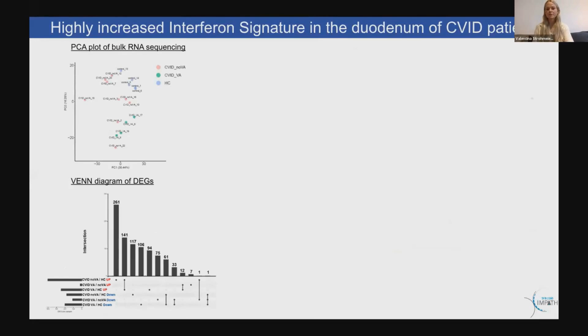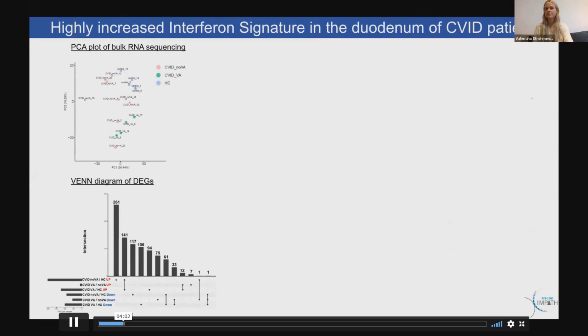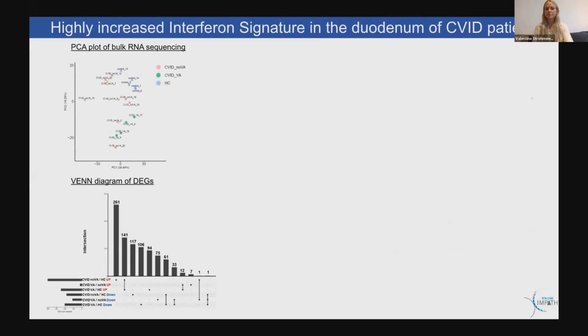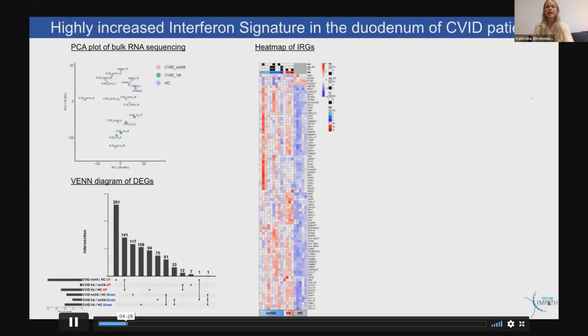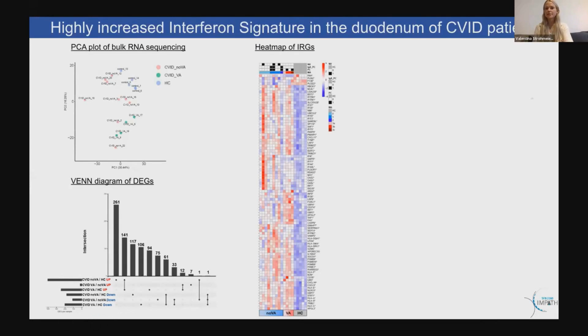Interestingly, by comparing CVID VA to CVID no VA tissue, we found only 7 upregulated genes and more than 70 downregulated genes. Many of those downregulated genes in villus atrophy were involved in tissue homeostasis, such as mucus genes, MUC2, MUC6, or aquaporins, and this makes complete sense due to the tissue destruction in villus atrophy. More interestingly, we also observed a highly increased interferon signature, here shown as a heat map of interferon response genes, in red upregulated expression and in blue downregulated expression.